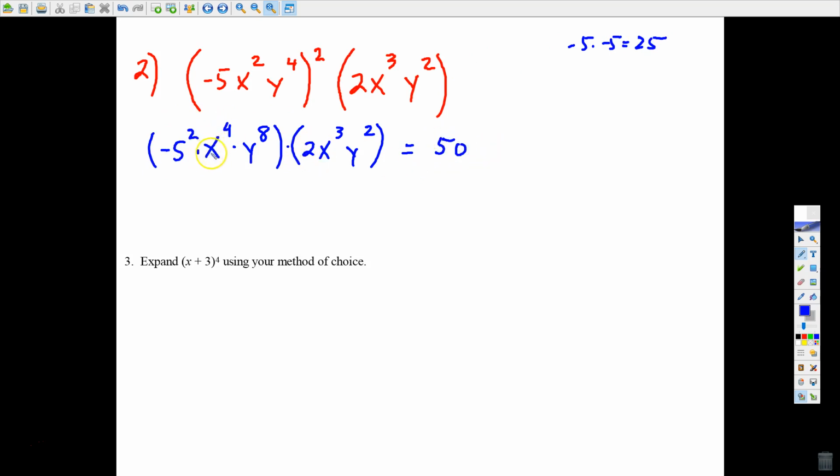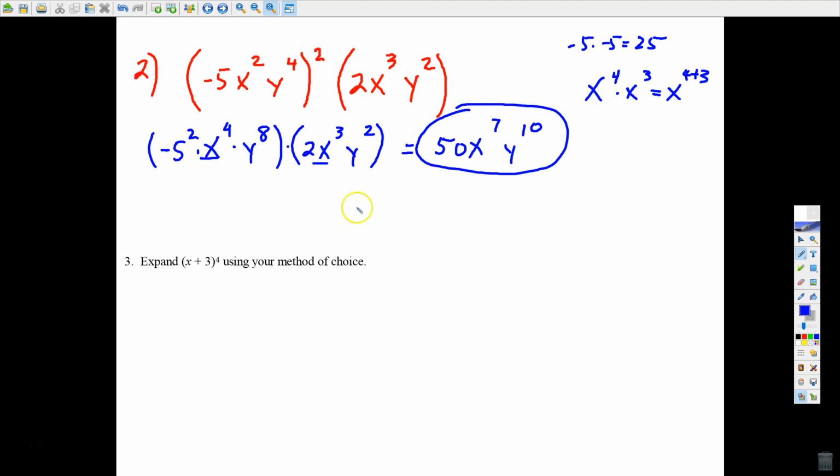Now when you're multiplying and the bases are the same, like we have here, x to the fourth times x to the third. Remember that property. Multiplication of like bases means you add the exponents together. So that's going to be x to the seventh power. And the same property here with the y. This is going to be y to the 8 plus 2 power, which is y to the 10th. And that is your answer for number 2.